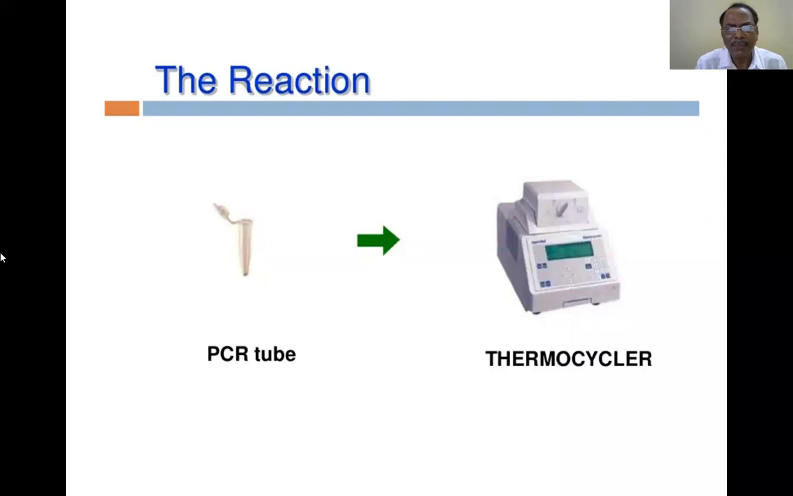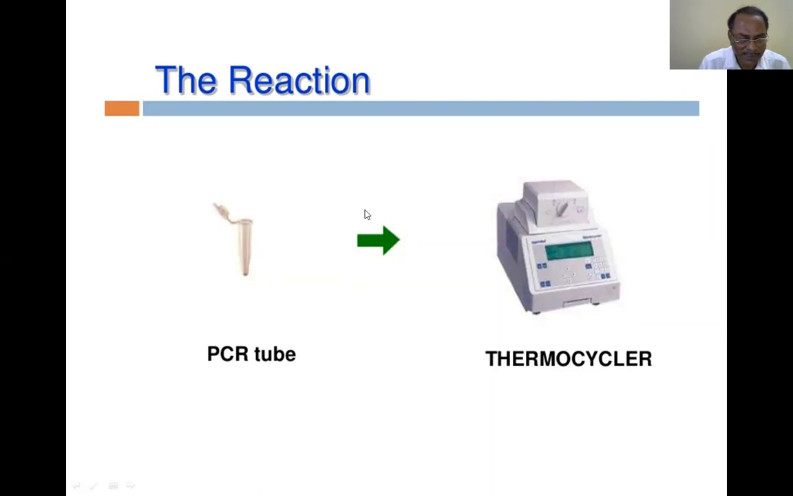Now, with this idea, the scientist Kary Mullis, in 1989, discovered the polymerase chain reaction. Without any hesitation, the Nobel Foundation gave him the Nobel Prize in 93. He invented it in 89, and within a short time, in 93, they gave the Nobel Prize.